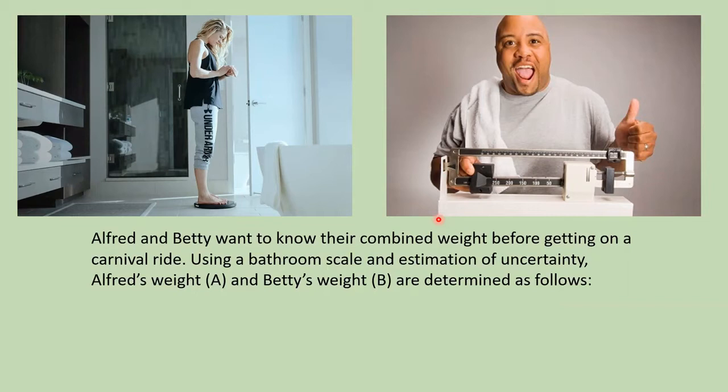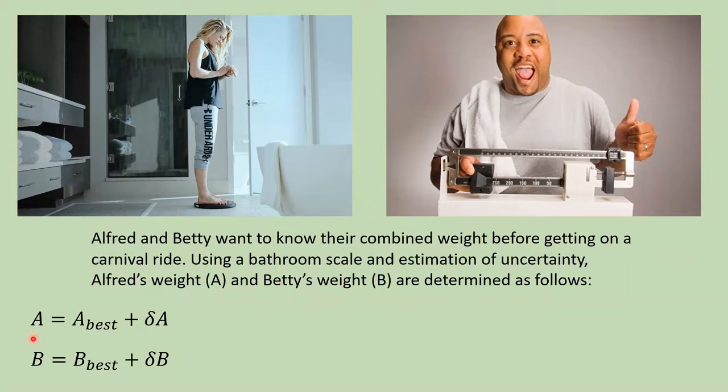So Alfred and Betty need to know their combined weight, so they each step on a bathroom scale, but this guy is on a physician scale, more precise. I'm going to use the letter A to represent Alfred's weight, and B for Betty's weight. Since these are fictional people, nobody has to get offended here. I've just picked reasonable numbers.